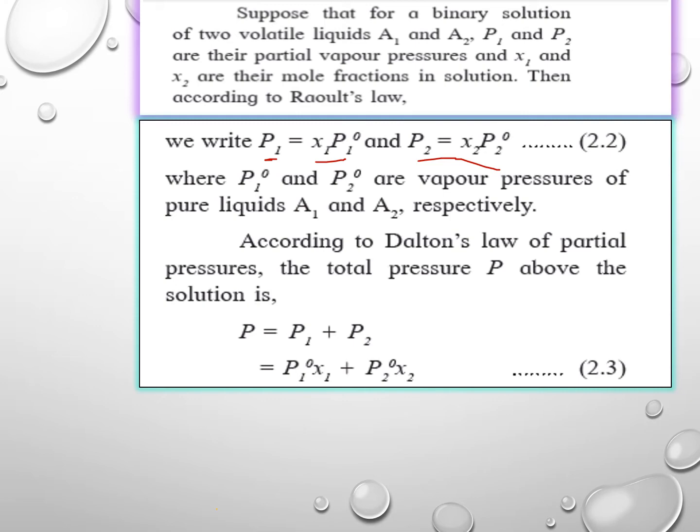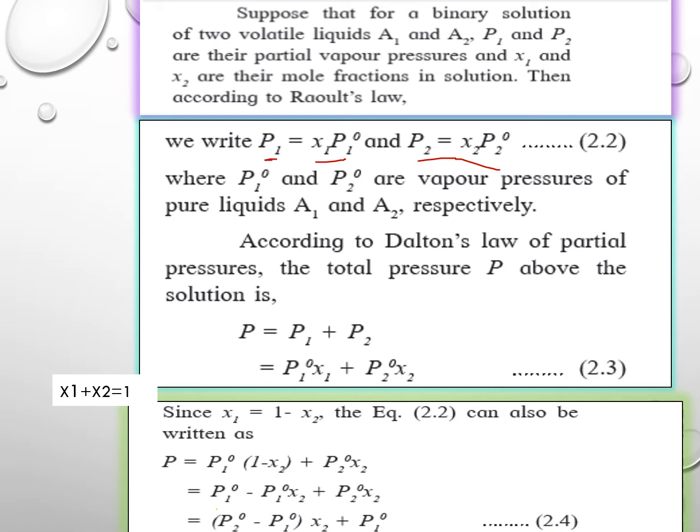Now according to Dalton's law of partial pressure, the total pressure of the solution is given by the vapor pressure P1 plus the vapor pressure P2. Now we know that the mole fractions x1 plus x2 always come to 1. So the addition of both the moles comes to 1. When you substitute the value of x1 as 1 minus x2, you get the equation P total = P01 + (P02 minus P01) x2. This will help us in the calculation of the pressure that is built up in the solution.